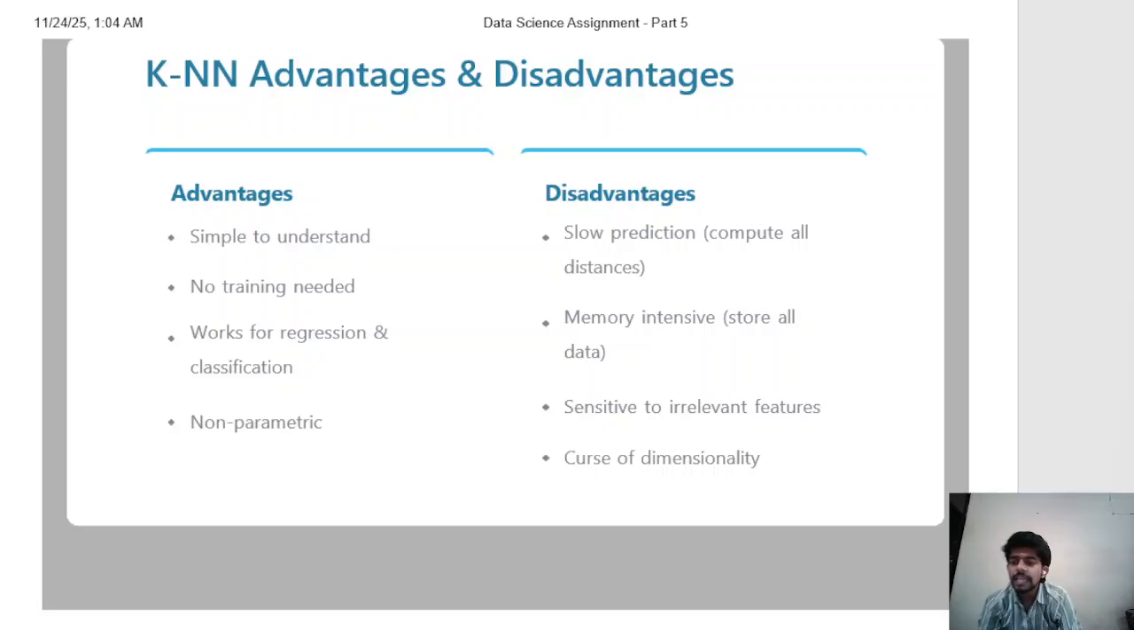However, KNN has significant disadvantages. Prediction is slow because you must compute distances to all training points. It's memory intensive. You store every training instance. It's sensitive to irrelevant features. Noisy features can mislead distance calculation, and it suffers from the curse of dimensionality. Performance degrades as the number of features increases because data becomes sparse in high dimensional spaces.